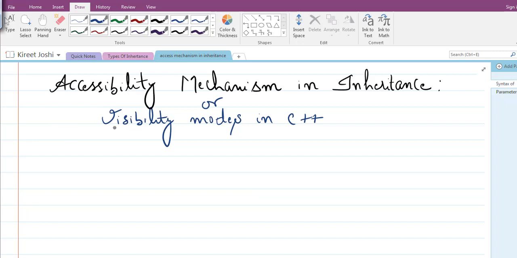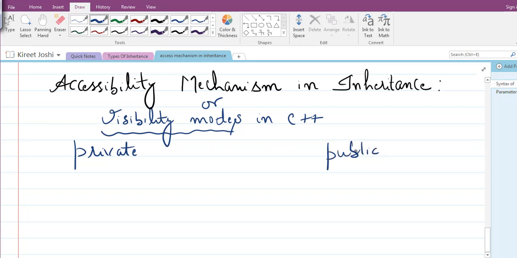As you all know, visibility modes, or you can say the access specifiers. In our previous lectures we have used two very important visibility modes, private and public. We have been using these two from the starting of our session, when we were dealing with the concept of classes and objects. So let me recall once again.